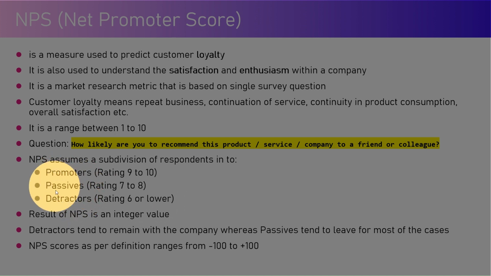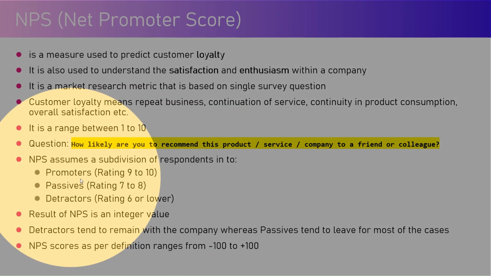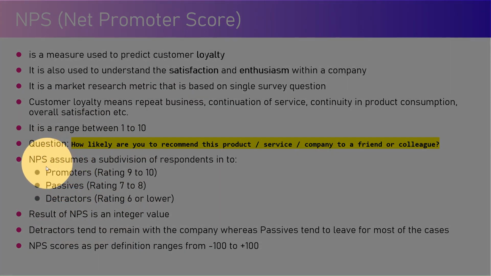Now there is a significant pattern generated out of the survey responses. Okay. It also depends on how you distribute your survey and to whom you distribute the survey, so all of that needs to be taken into consideration while assessing the NPS result. Now the result of NPS is an integer value. Detractors tend to remain with the company, whereas passives tend to leave in most cases. NPS scores, as per definition, range from minus 100 to plus 100.